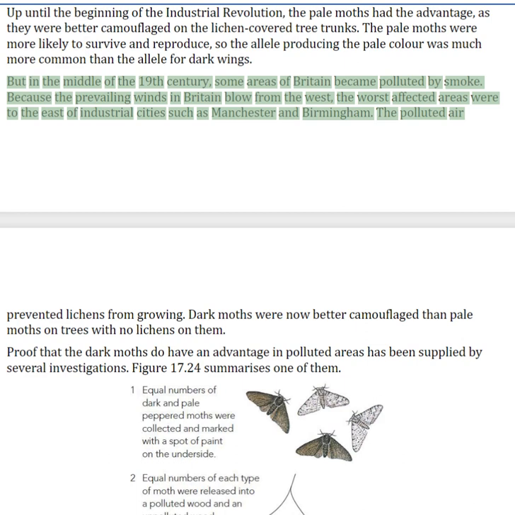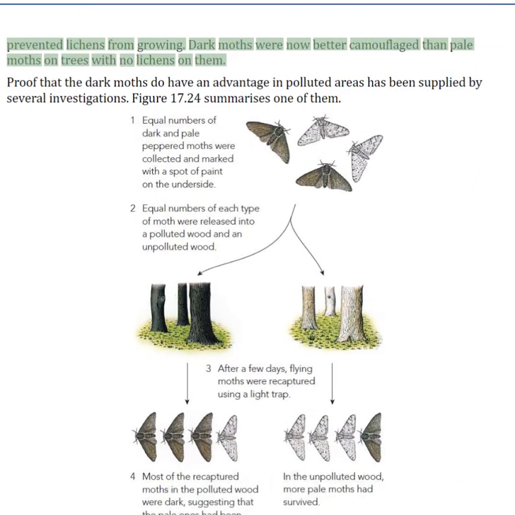But in the middle of the 19th century, some areas of Britain became polluted by smoke. Because the prevailing winds in Britain blow from the west, the worst affected areas were to the east of industrial cities such as Manchester and Birmingham. The polluted air prevented lichens from growing. Dark moths were now better camouflaged than pale moths on trees with no lichens on them.